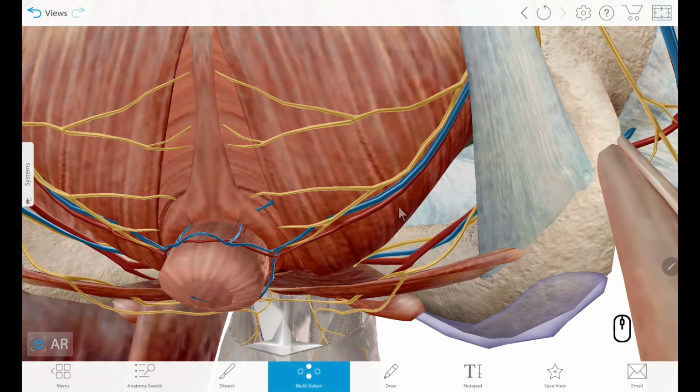So along with the Alcock's canal, the inferior rectal nerve, the inferior rectal vein, and the inferior rectal artery are also the contents of the ischioanal fossa, along with the ischioanal fat, which is not shown in this model. So this ischioanal fossa is filled up with a lot of fat which is loosely arranged. So the ischioanal fat is also a content of the ischioanal fossa.